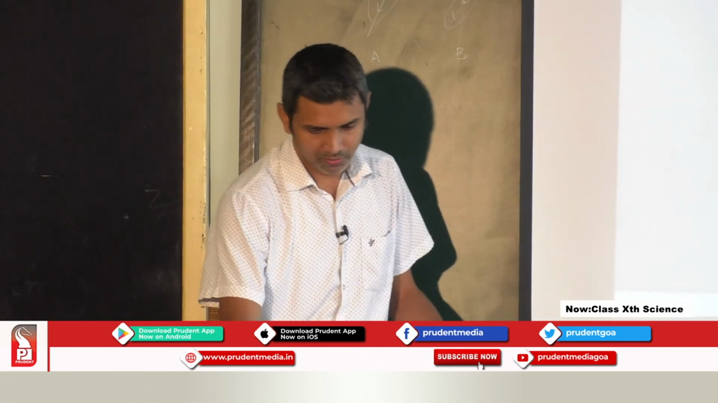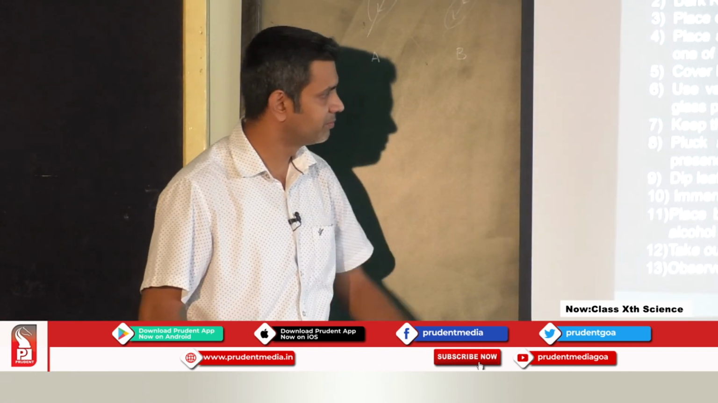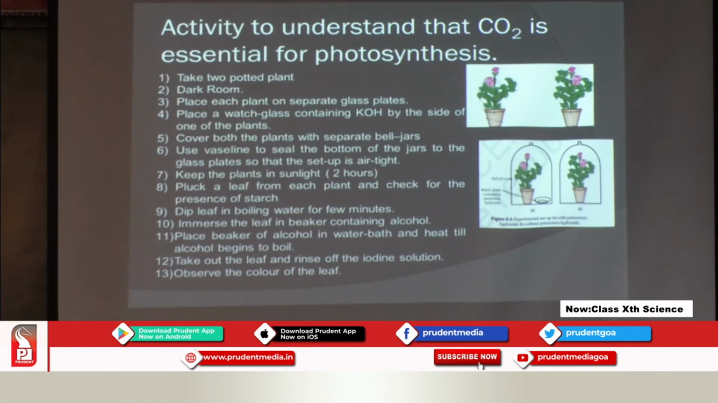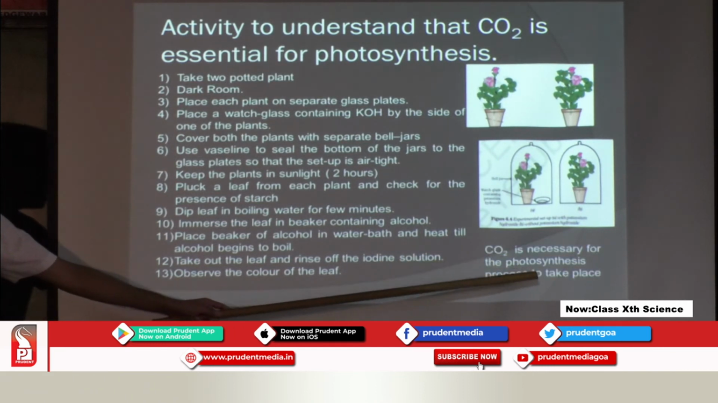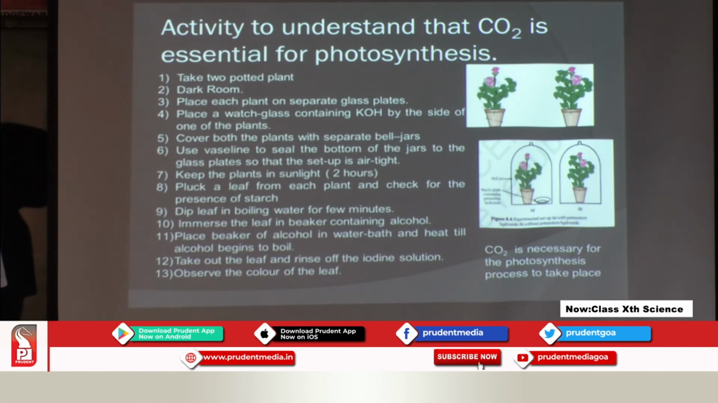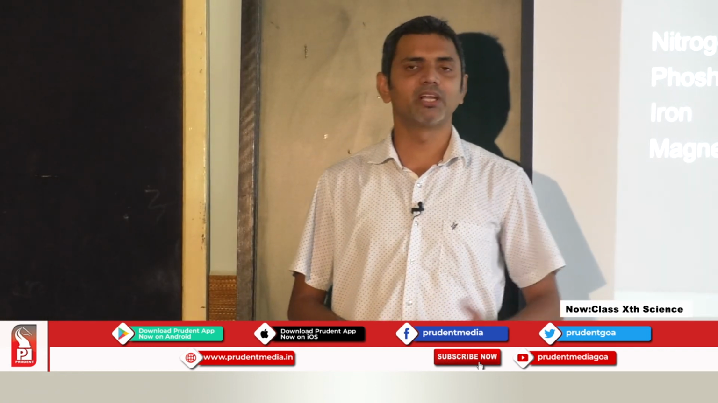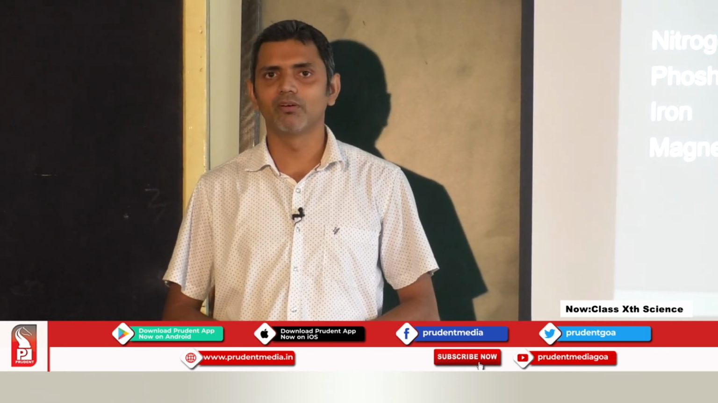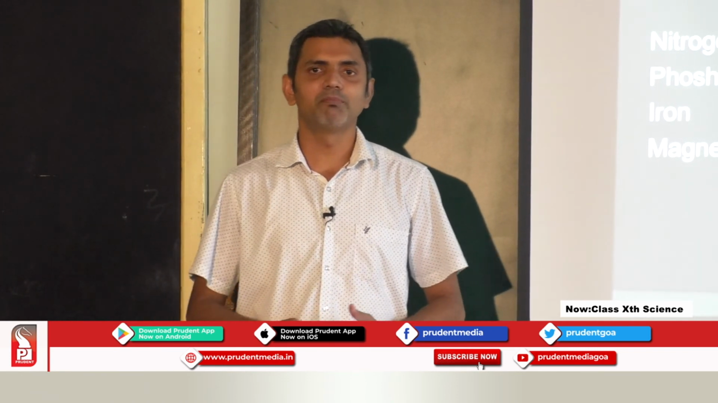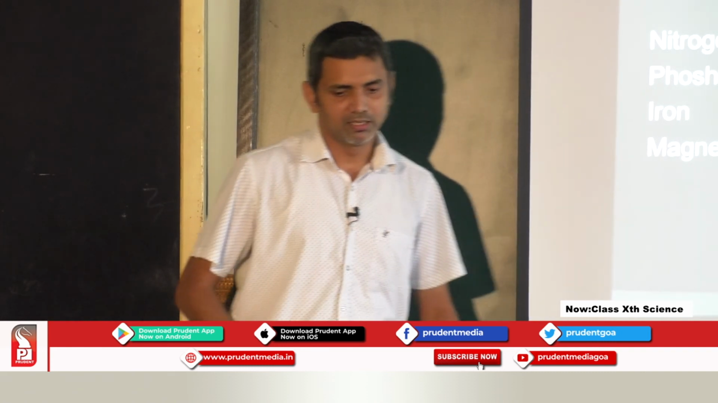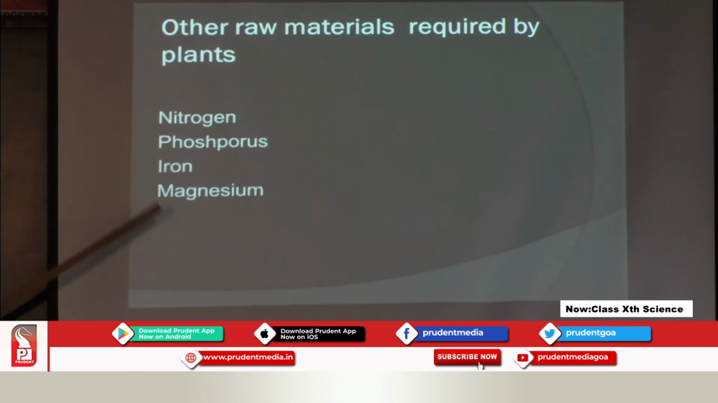Okay. So, these are the steps that we have followed to understand this activity, and based on this activity we conclude that carbon dioxide is necessary for the photosynthesis process to take place. So, we have seen two activities wherein chlorophyll is essential for photosynthesis and carbon dioxide is also essential for photosynthesis. We already know that carbon dioxide is absorbed by the plants from the air, but plants also require other materials like nitrogen, phosphorus, iron and magnesium.